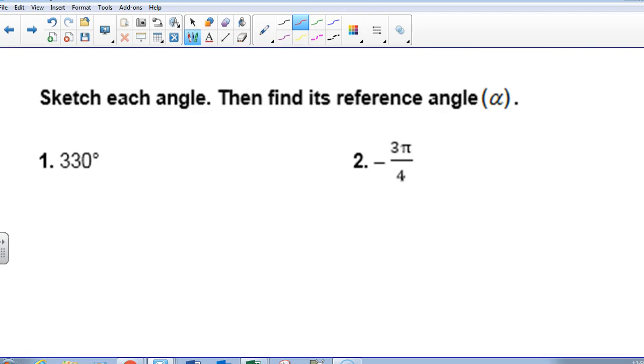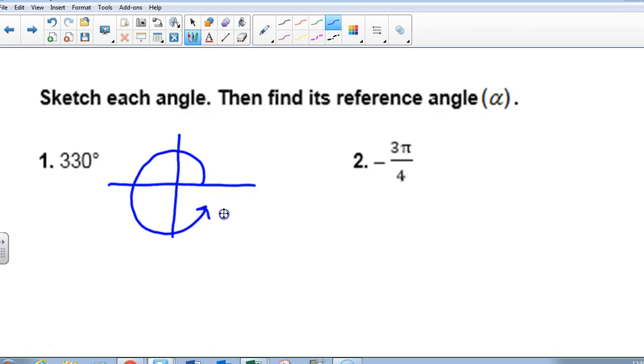Oh, this section just asks us to do a quick reference angle. You have to do this on one of the assignments. I don't know which one it is. But if you draw 330, please make sure you show me a directional arrow to show me that you went in a positive direction. 330, what's the reference angle? 30 degrees. Okay, so we went around 330 this way, and the reference angle is 30. Everybody good?